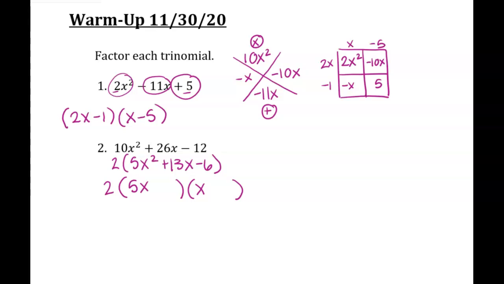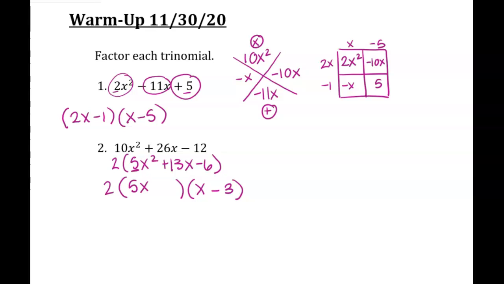So I know that since 5 is prime, the only two terms that multiply to be 5x squared are 5x and x, whereas with 4x squared, you could have 2x and 2x or 4x and x, okay? And I know I have to have two numbers that multiply to be negative 6, so that's either going to be 6 and 1 or 3 and 2, and one's negative, one's positive. So I'm just going to guess here.